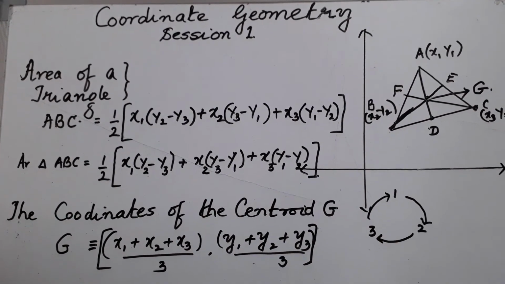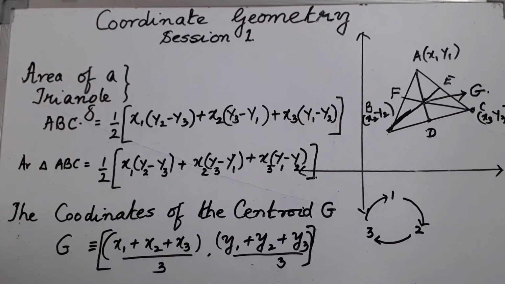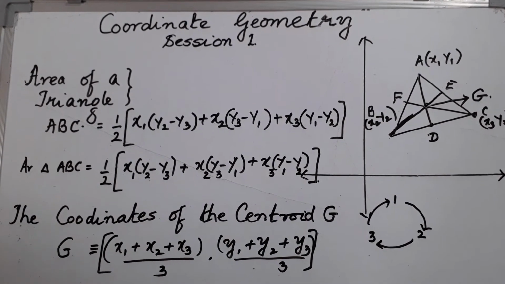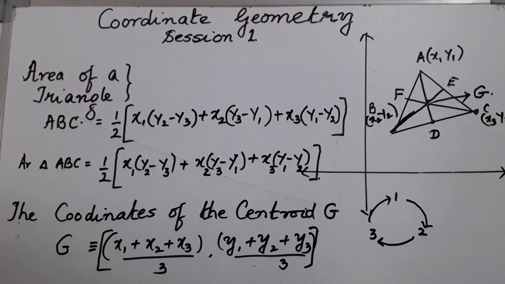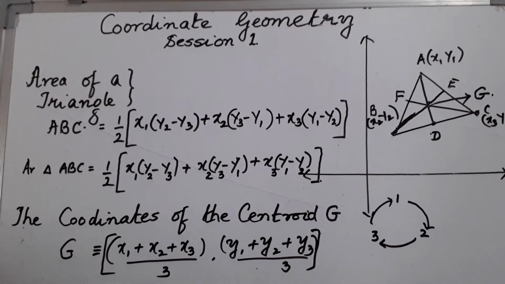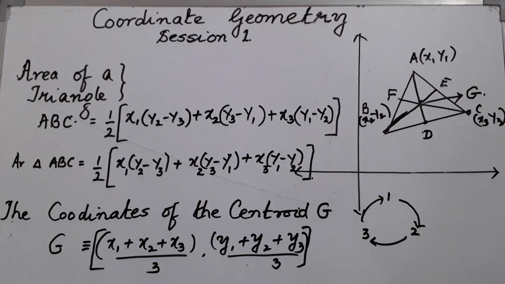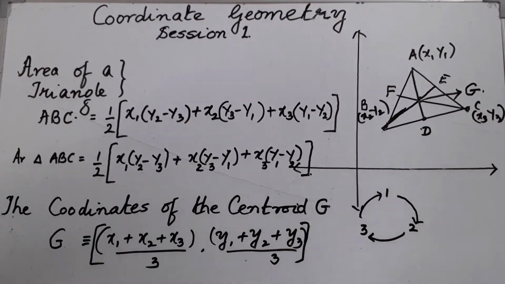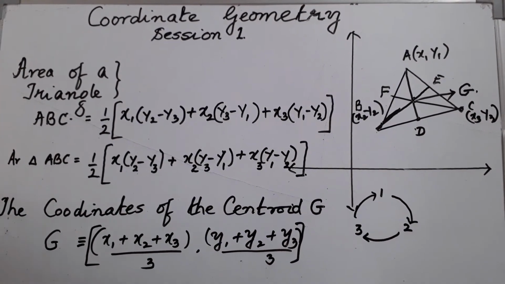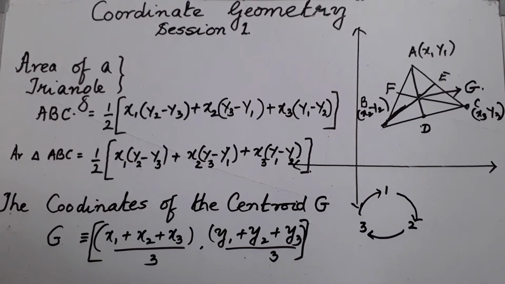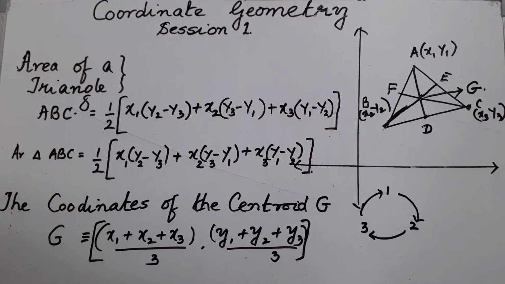The first one is the distance formula. The distance between any 2 points A and B is given by root of x2 minus x1 the whole square plus y2 minus y1 the whole square. In fact, it is the same as AB is equal to root of x1 minus x2 the whole square plus y1 minus y2 the whole square also.